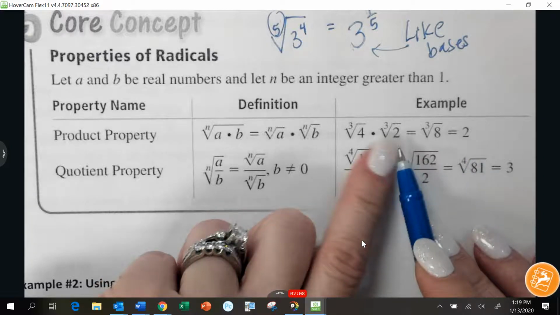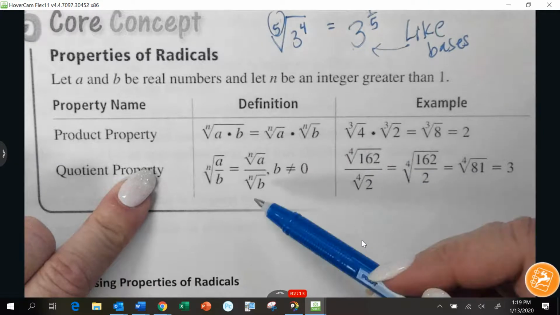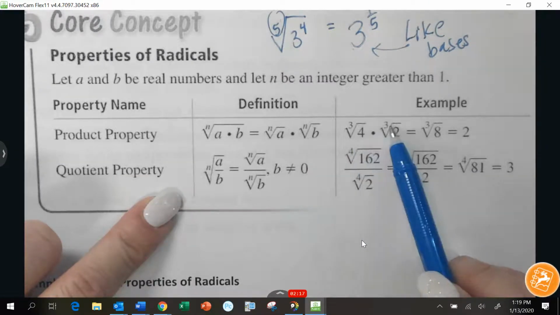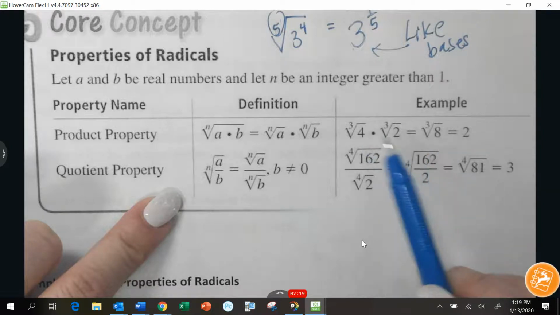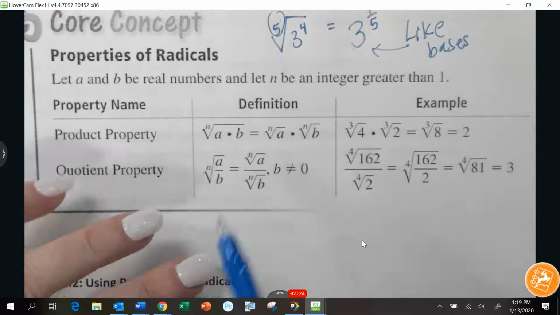So we can multiply roots together if they have the same index. And then does the index stay the same? Yes. You just multiply the stuff underneath and keep the same index. And then this one we were able to simplify. Sometimes we can't, but that one we could.